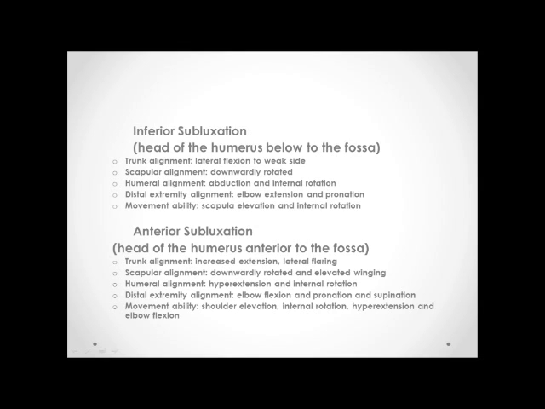The second pattern you can see is anterior subluxation, and that's with the head of the humerus anterior to the fossa. With that, you can see increased extension and lateral flaring with trunk alignment. And then with your scapula, you can see that elevated winging. And then with the distal extremity alignment, you can see elbow flexion and pronation and supination. With anterior subluxation, you can see the movement ability. You can see shoulder elevation, internal rotation, hyperextension, and elbow flexion.